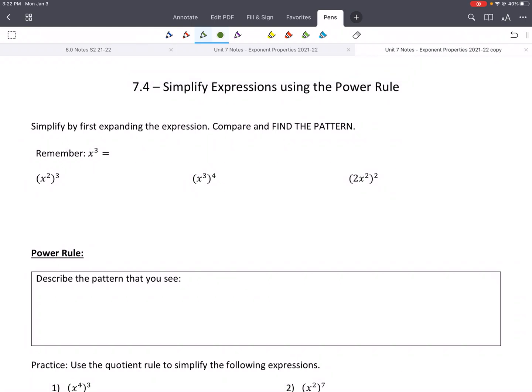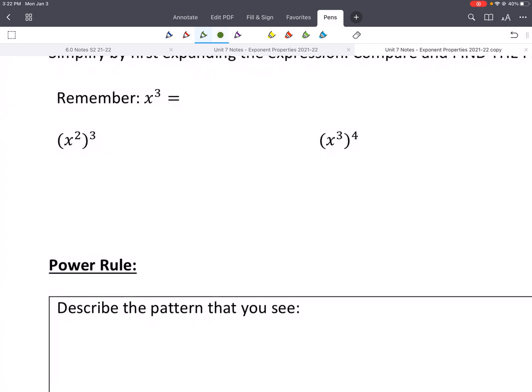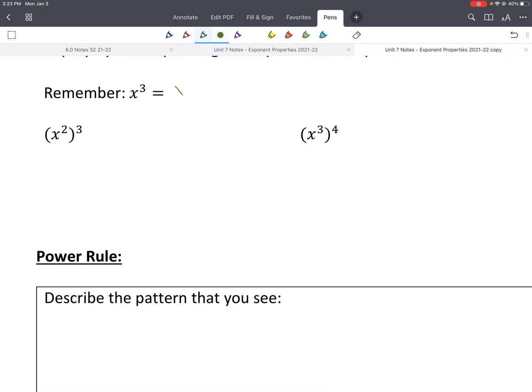All right, this is our last rule, is the power rule. So what happens if we have an exponent on top of an exponent? All right, let's see if we can come up with a pattern. So x to the third, just remember that's just x times x times x. We write it multiple times.